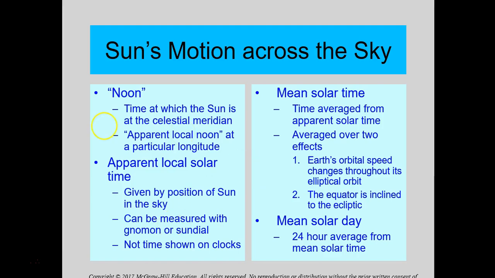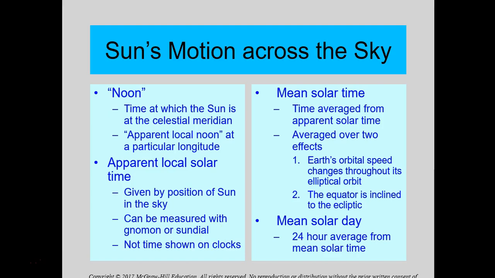Now, we could use what is known as the apparent local solar time, which is basically measuring off of the position of the sun in the sky. You could measure this with a sundial, but this is not going to give you the same time that we measure with our clocks.